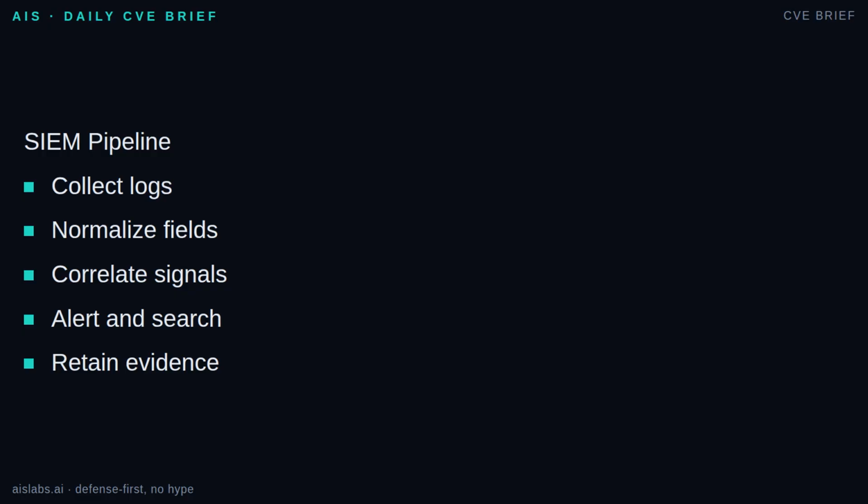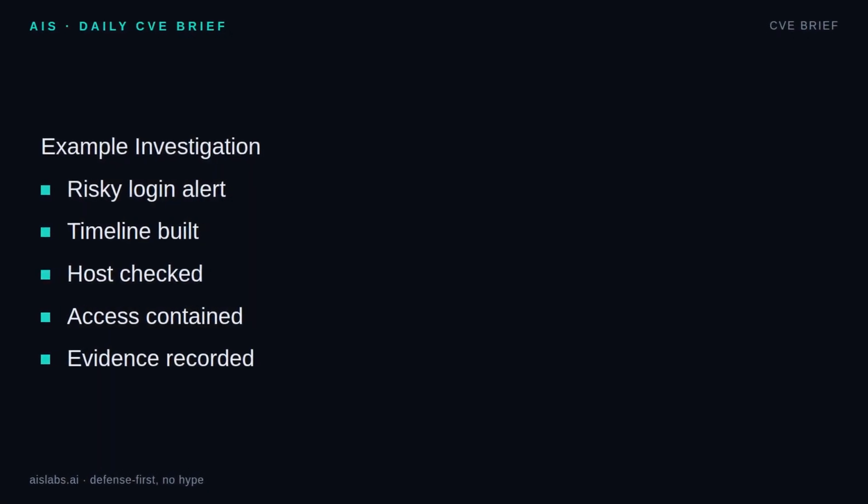Third, correlate. Rules and analytics look for combinations that matter, not just single events. Fourth, alert. When activity matches a detection, the SIEM opens an alert with context for analysts. Fifth, investigate and retain. Analysts search the timeline, pivot across data sources, document findings, and preserve records for incident response, reporting, and audits.